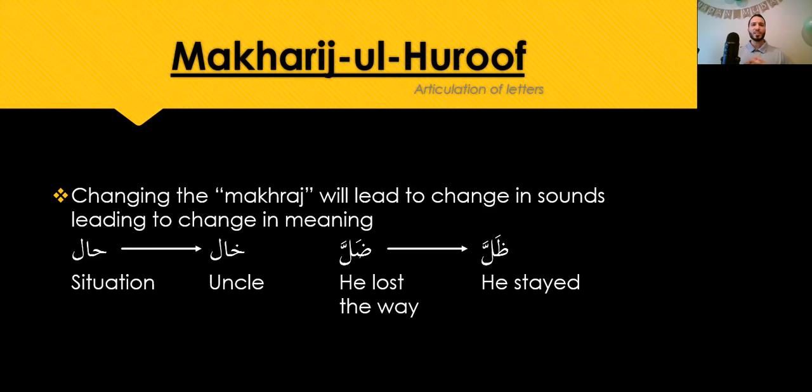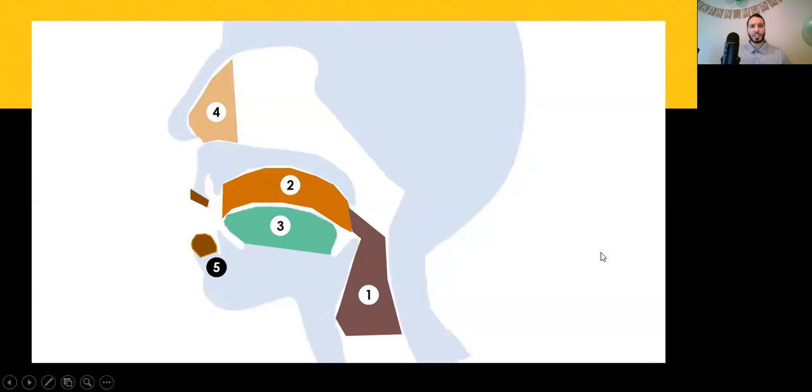Scholars say it's as if you have a container. The makhraj is the container, and the meaning is the liquid inside the container. So if the container changes shape, the liquid inside of it will change shape along with it, right? Whatever we do with the container, of course, the meaning will change with it. So we're going to be careful.